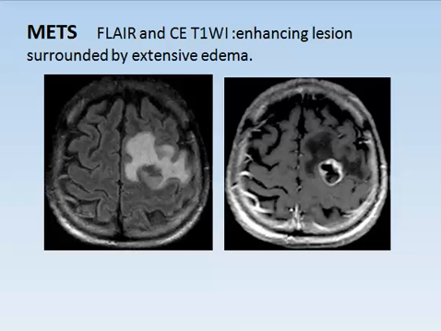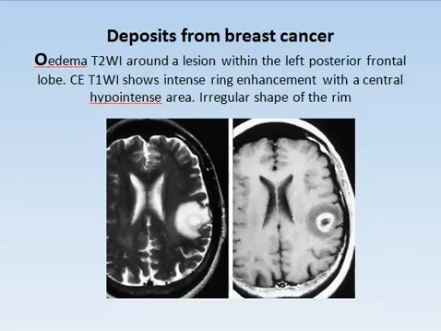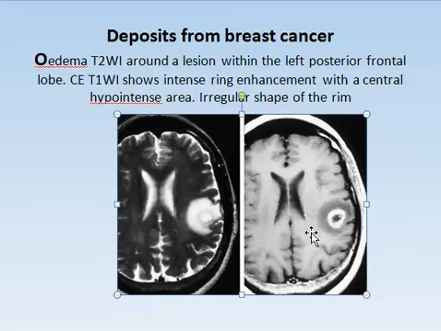Now this one here is FLAIR with extensive edema, and on the right is a T1 weighted image with enhancement. Deposits from breast cancer, with edema surrounding the lesion within the left posterior frontal lobe. The contrast enhanced T1 weighted image shows intense ring enhancement with central hypodensity and an irregular shape of the rim. It is not concentric and smooth, but shows some thickening and irregularity.